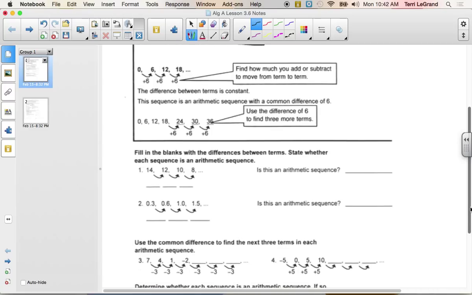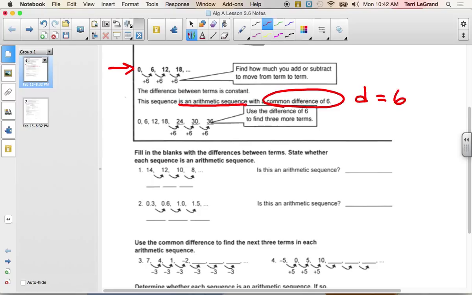The other example they have here for us is this sequence: 0, 6, 12, 18. Notice what's happening between terms. It's going up by 6 every time. So we would say that it is an arithmetic sequence, and when it is, we have to be able to state the common difference. There's a little abbreviation for that, little d. The common difference is 6.